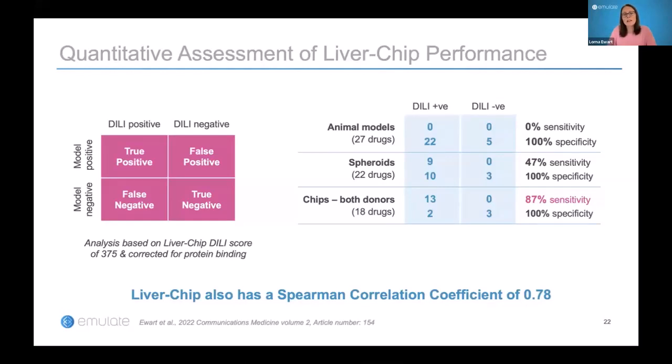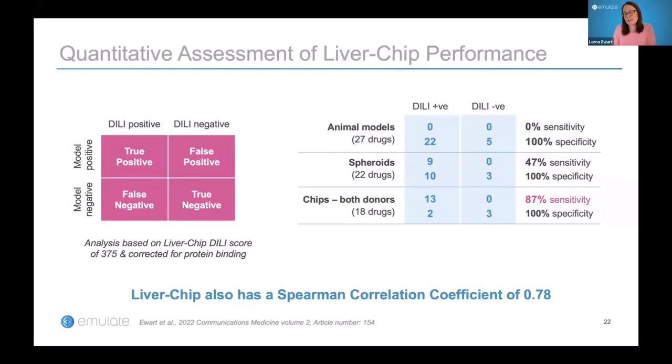Now, when we were looking at our Liverchip data, what we discovered was that in the first 2 donors that we tested, we had 18 of the 27 drugs in common. And we said, okay, when we use 2 donors in our Liverchip, 15 of those drugs are actually hepatotoxic, 3 are negative. What is our sensitivity? We found that Liverchip was able to correctly identify 13 of the hepatotoxic drugs, and this gave Liverchip a sensitivity of 87%.